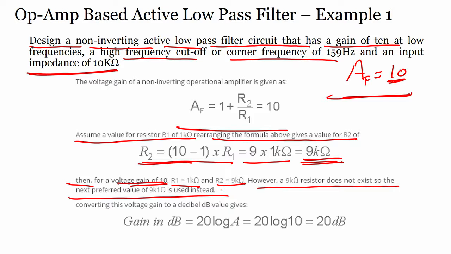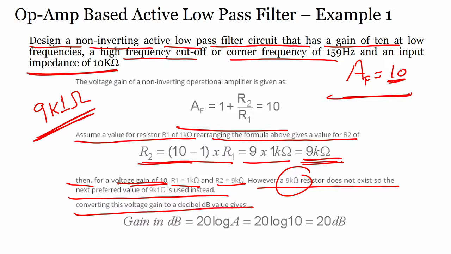What exactly is 9k 1 ohm? What do you mean by this? It is used instead of 9 kilo ohm. Instead of 9 kilo ohm, I am using this value. Why? Converting this voltage gain to decibel gives us a value of 20 dB.